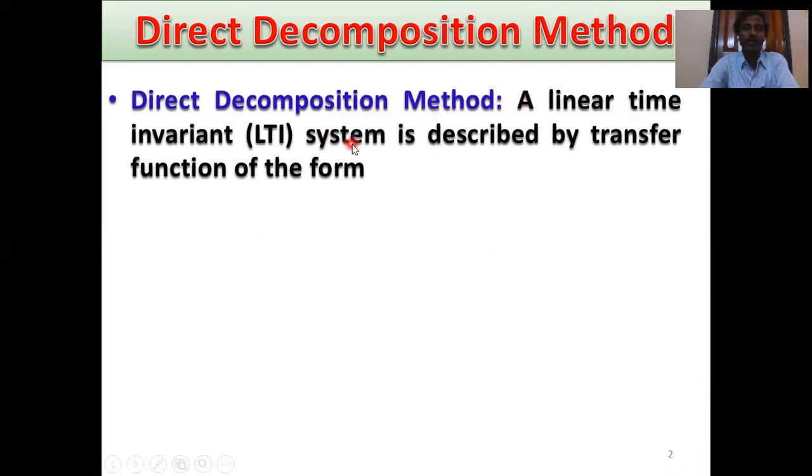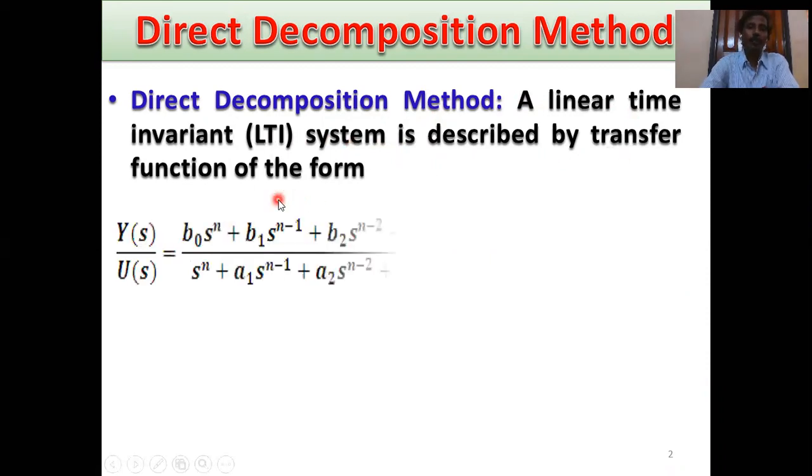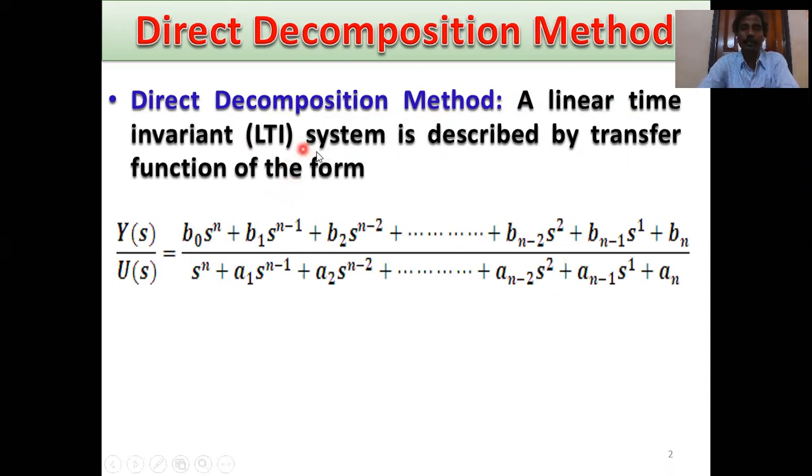A linear time invariant system, or LTI system, is described by a transfer function of the form Y(s)/U(s) equals b0 s to the power n plus b1 s to the power n minus 1 plus b2 s to the power n minus 2 plus ... plus bn minus 2 s square plus bn minus 1 s to the power 1 plus bn, divided by s to the power n plus a1 s to the power n minus 1 plus a2 s to the power n minus 2 plus ... plus an minus 2 s square plus an minus 1 s to the power 1 plus an.